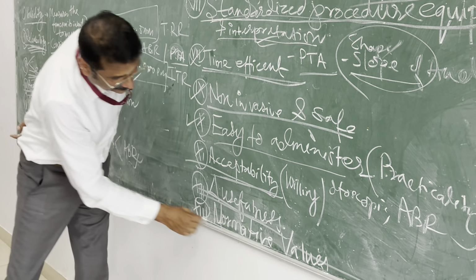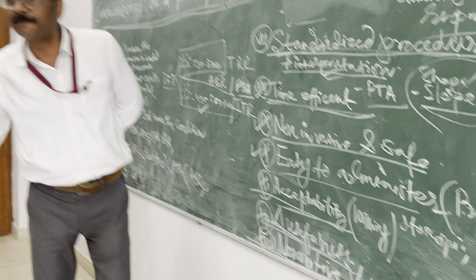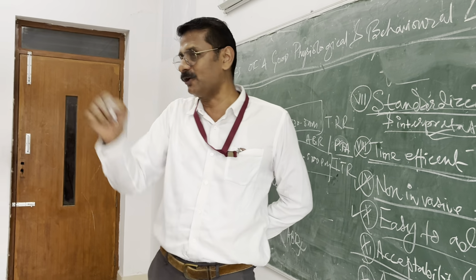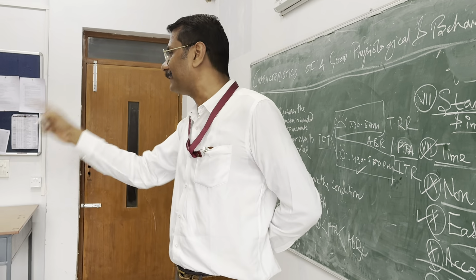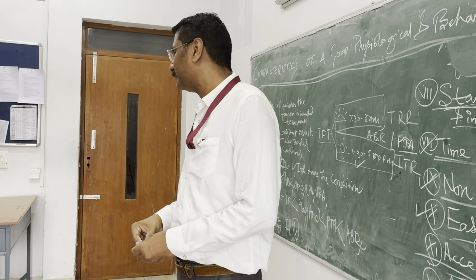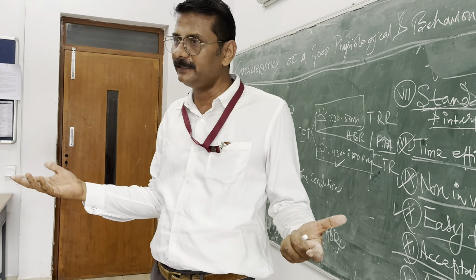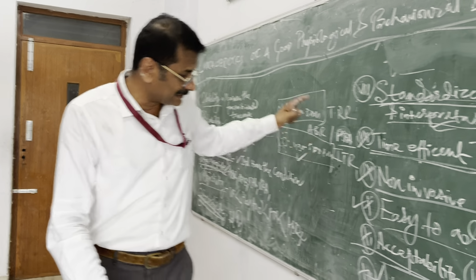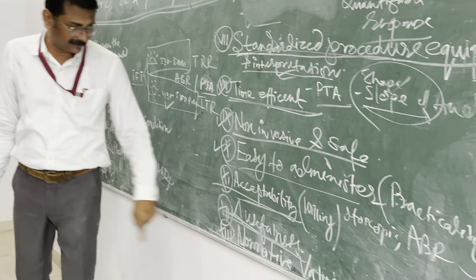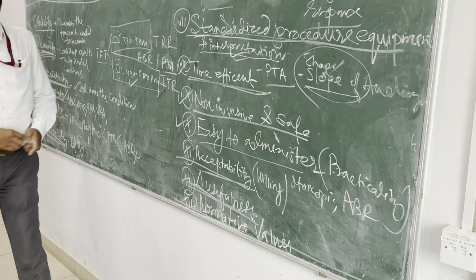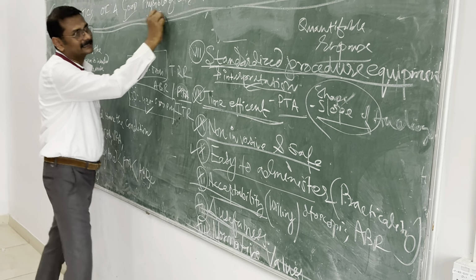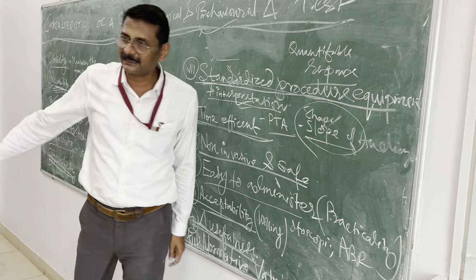And the last one is, it should have a normative value. The normative value should be available for that population. Speech audiometry, for example, if the normative value is not available for that population, it will be useless. Fine. So these are the 13 properties of a good physiological and behavioral diagnostic test.